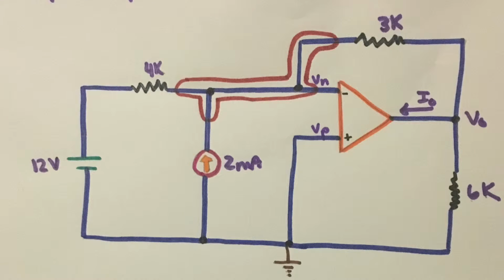So now we have to consider the various currents that are flowing out of our node. So we have the current going through the 4K ohm resistor as well as the 12 volt source. We have negative 2 milliamps coming in. We have I0 going out, and then we have the current going through the 3K ohm resistor and the V0 source. So we have to consider these currents.